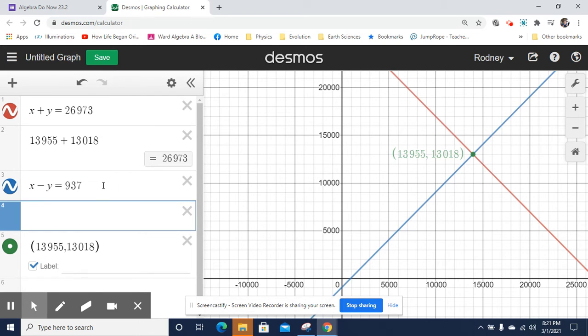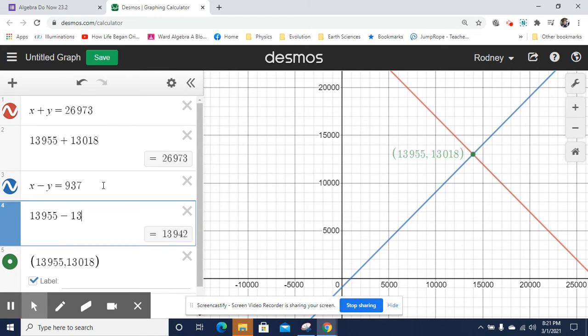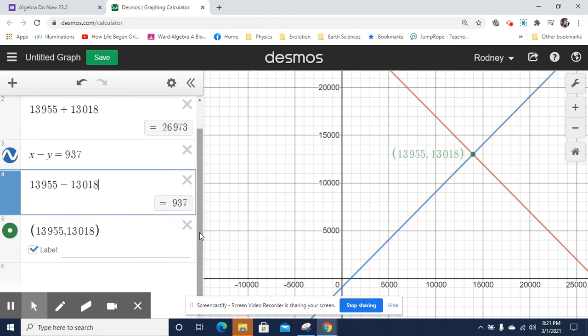And then I could say, I'm just going to replace x and y, 13,955 minus 13,018. And look at that, I get 937. So when I replace x and y with this x value and this y value in either equation, I make the equation true. So that makes them a solution for this system of equations. Okay, cool. So we solved it by graphing.